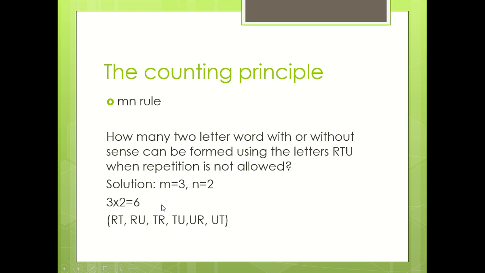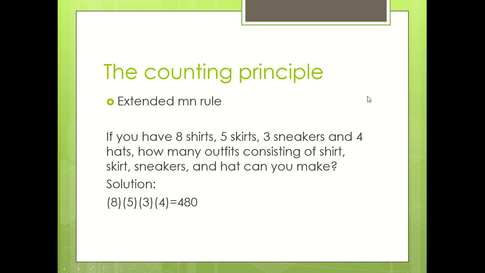And you can list all those 6 elements as RT, RU, TR, TU, UR, and UT. These are the 6 elements of the sample space.